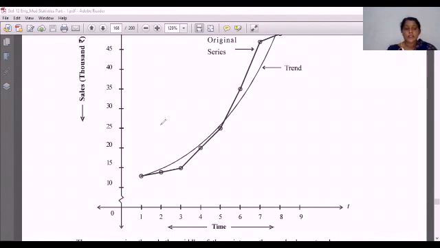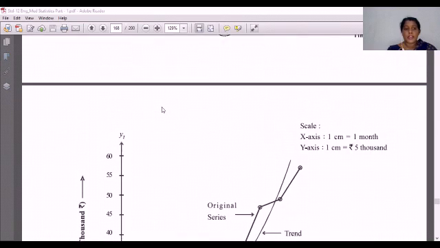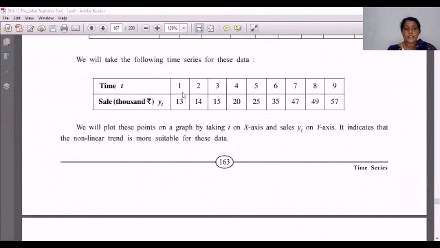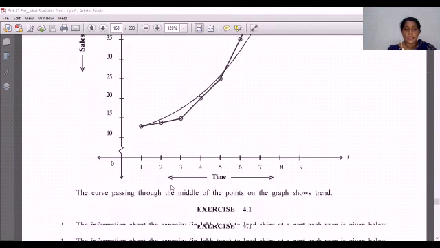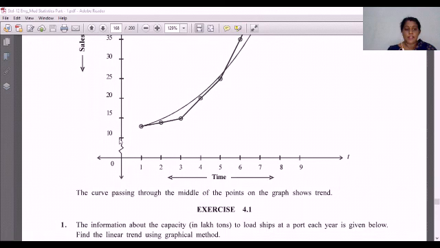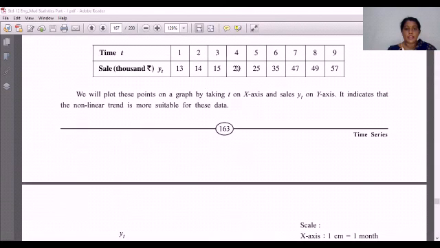Now see here, our point is for the first year 13,000, second year 14, third year 15. So the first year is 13, in between 10 and 15. Second year 14, that is also in between 10 and 15, but a little bit upper. Then third year 15, and the fourth year it is 20, I think, right? Then in the fifth year it is 25.